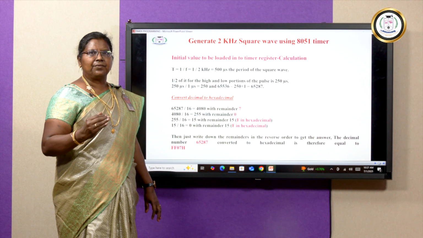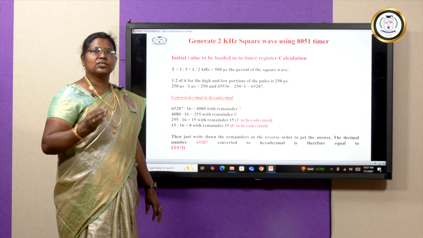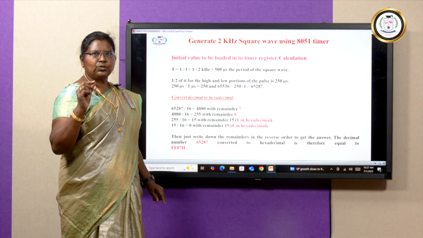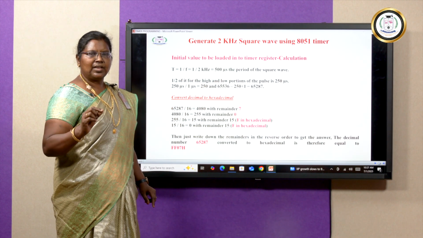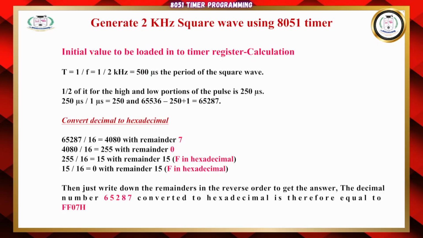As it is a square wave, the duty cycle will be 50%, so both on time and off time are the same. Just divide 500 microseconds by 2 and you get an on time of 250 microseconds and an off time also of 250 microseconds. One clock state equals 1 microsecond. So 250 microseconds divided by 1 microsecond equals 250.